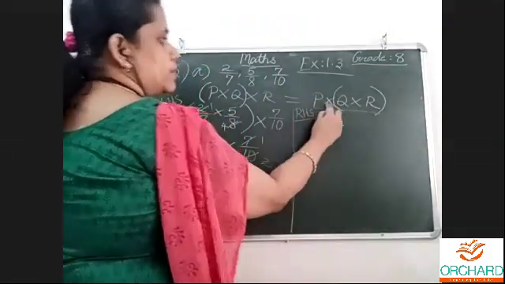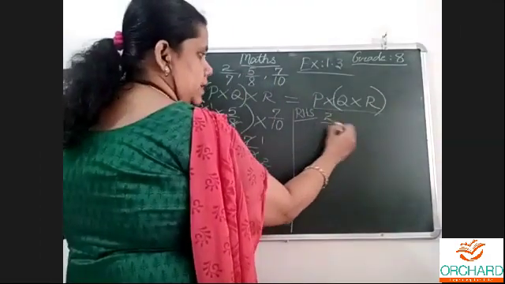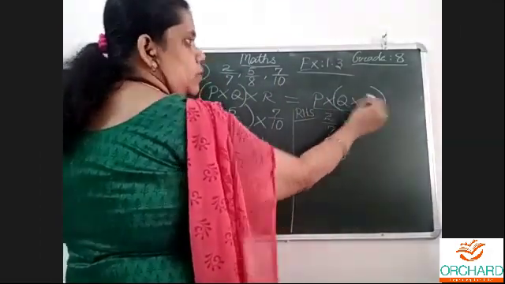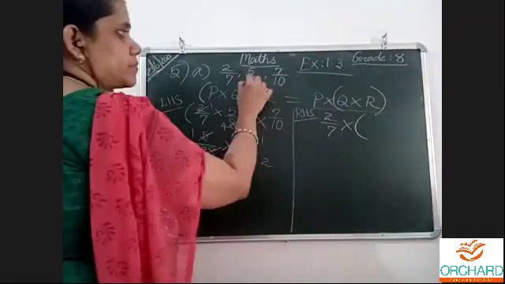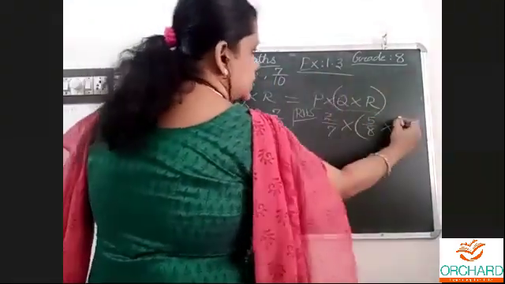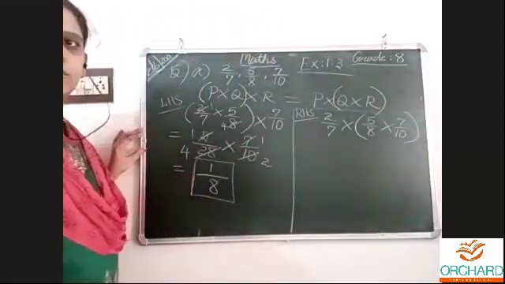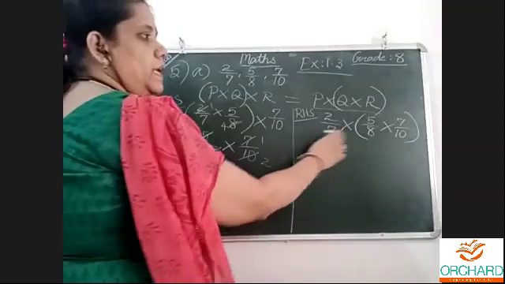RHS. Let us write P, Q and R. 2 by 7 outside, Q and R inside. 5 by 8 is my Q for this question. 7 by 10 is the R for this question. So P, Q and R.